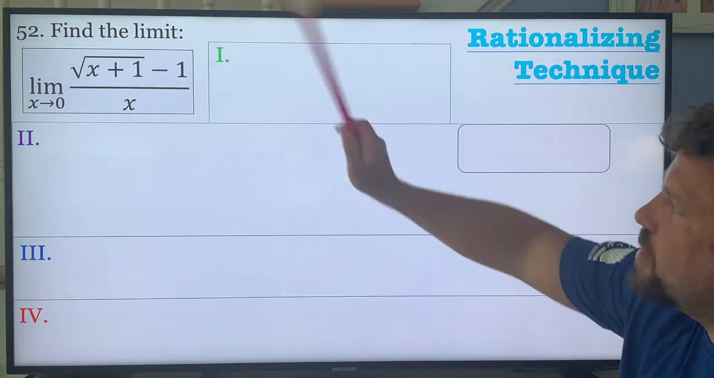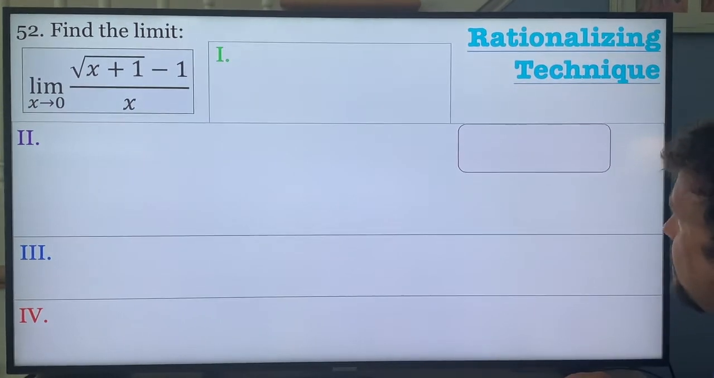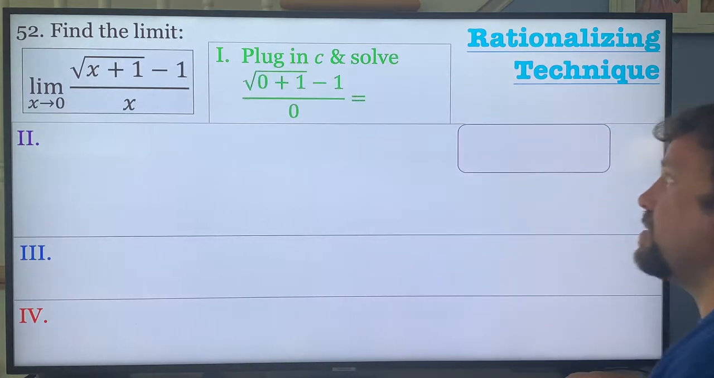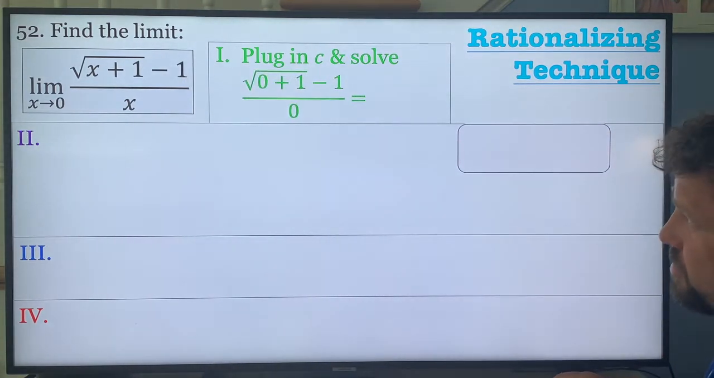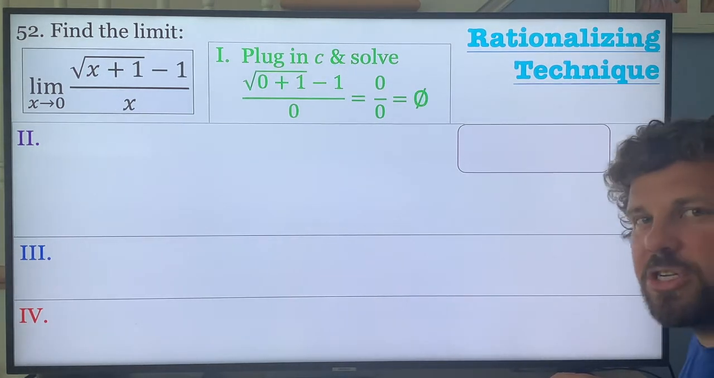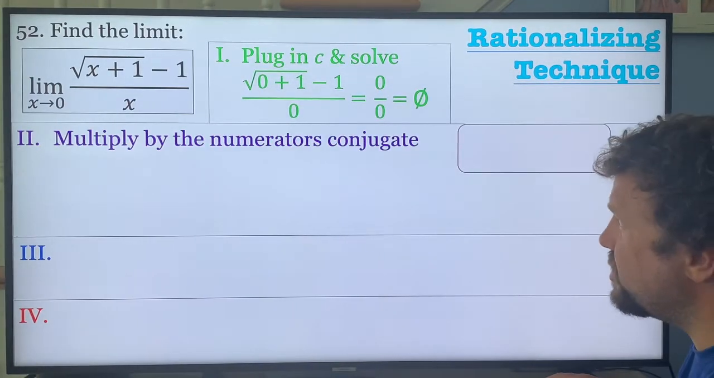All right. Square root of x plus 1 minus 1. Step 1. How do you find this limit? Plug in c and solve. So let's plug in 0. If I plug 0 in here, 0 plus 1 is square root of 1, which is 1 minus 1, which is 0. 0 divided by 0 is undefined. Shucks. Step 2. Multiply by the numerator's conjugate.